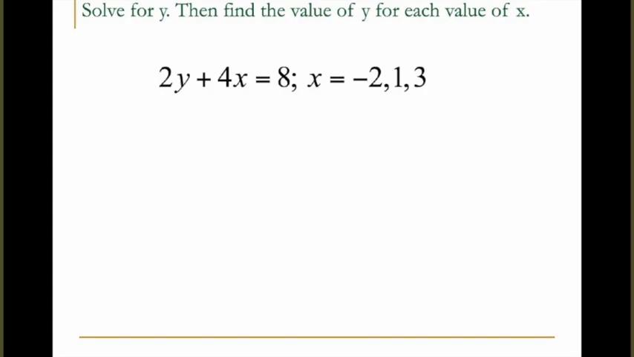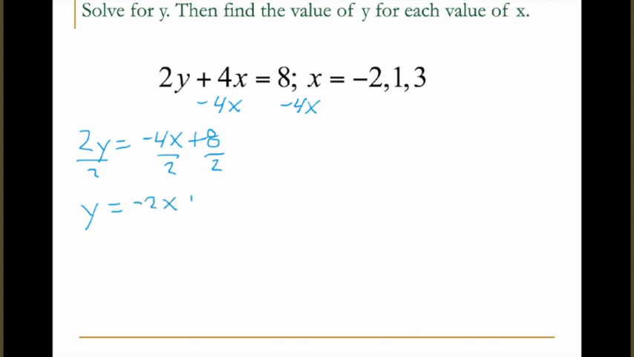Here it says to solve for y, then find the value of y for each value of x. So what we do is we need to get y by itself first. So we're going to subtract the 4x to move it, and we get 2y equals negative 4x plus 8. Then to get y by itself, we divide everything by 2. And we get y equals negative 2x plus 4. We now have y all by itself equal to negative 2x plus 4.